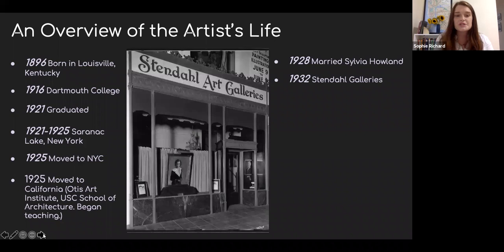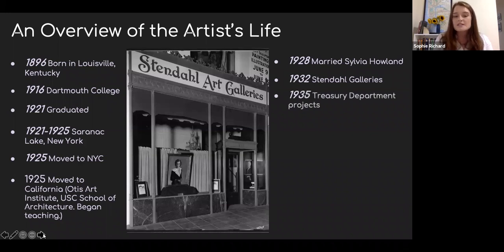In 1932, the prestigious Stendhal Galleries in LA agreed to exhibit his paintings. This was a substantial career move, as Stendhal represented up-and-coming artists of the day and allied Paul Sample with social realists and regionalist painters, those styles under the umbrella of the American scene, which were incredibly popular during and post the Depression.